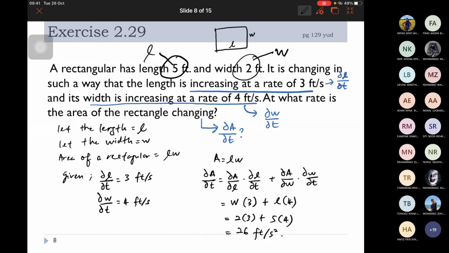Jadi bagus. So tengok the next question. Ada lagi satu soalan. Use the chain rule to find delta Z over delta X. So cuba buat that one. Auto kita dah buat.